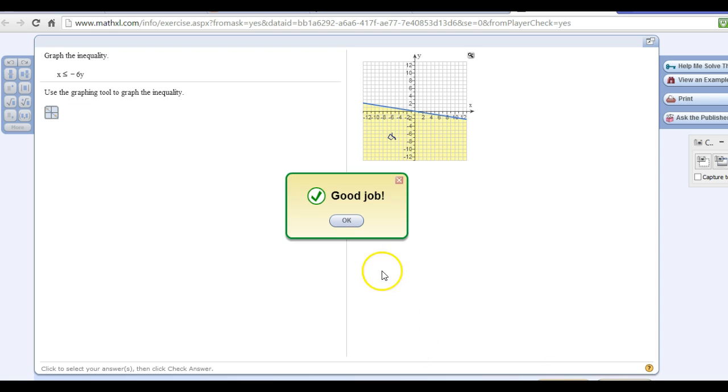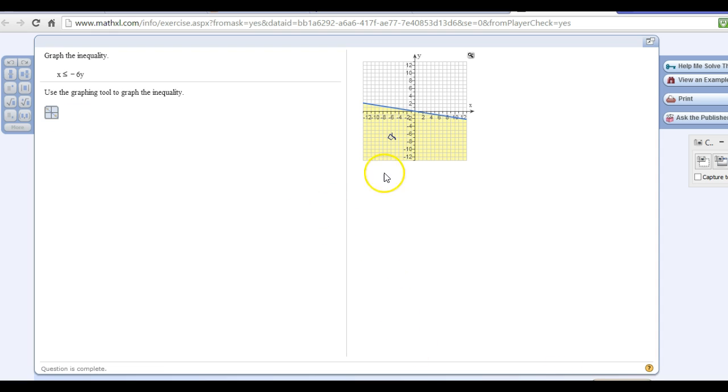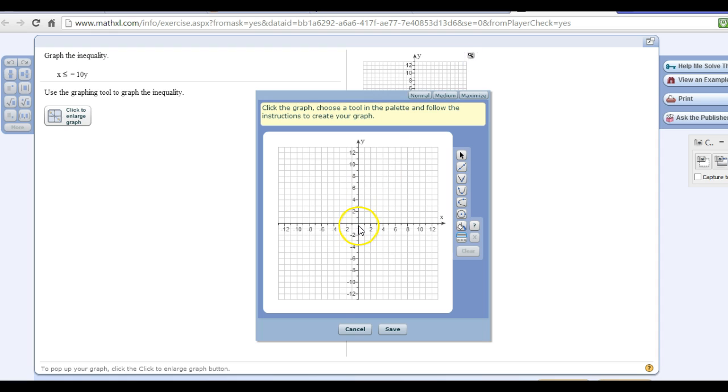All right, check answer. It tells me I did it right. All right, let's try it one more time. So x is less than or equal to negative 10y. Same thing, the y is with the number, so I'm going to choose 0 first. If I plug in 0 for y, I get 0 times negative 10 is 0, so I get 0 for x. So that's the point 0, 0 again. Then if I plug in 1 for y, I get negative 10 times 1 is negative 10, so negative 10 for x. So 1 for y, negative 10 for x. So that's negative 10, 1.